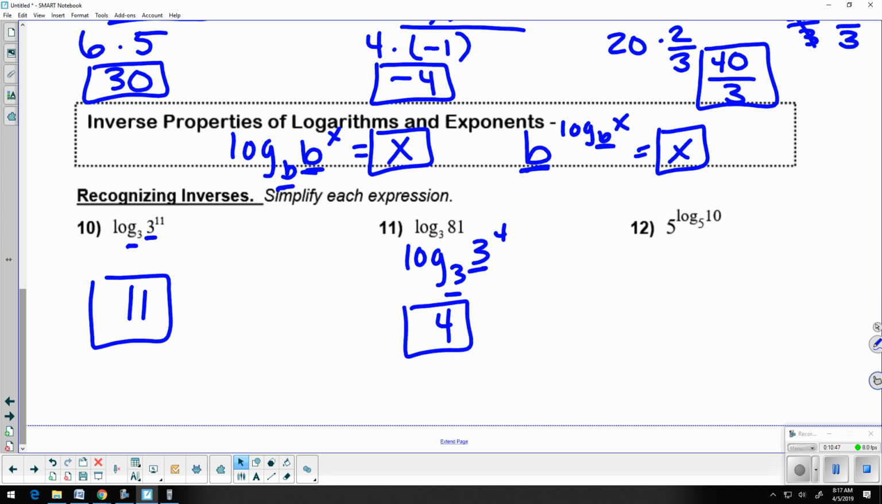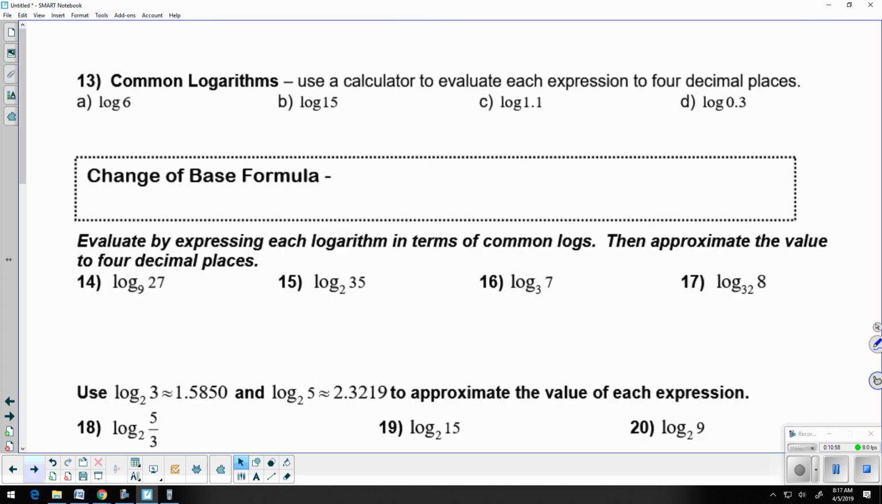And then same thing with number 12. Base and base, they're both the same. My answer would just simply be 10. So the faster you recognize those, the easier your life will be. So on to the next page.